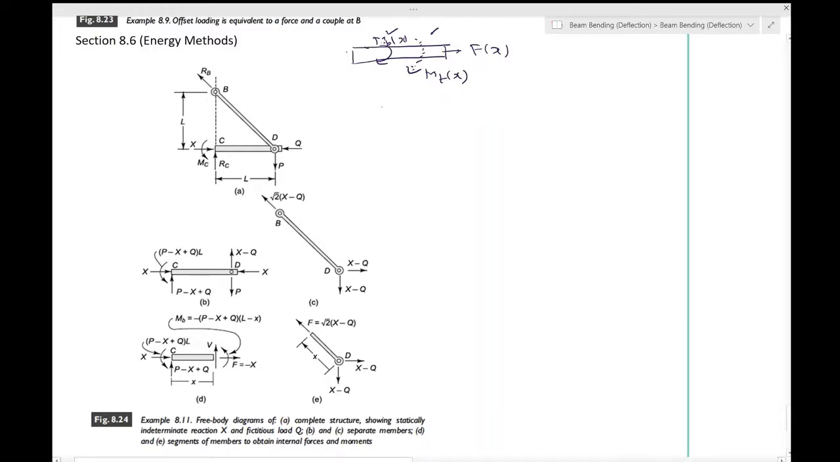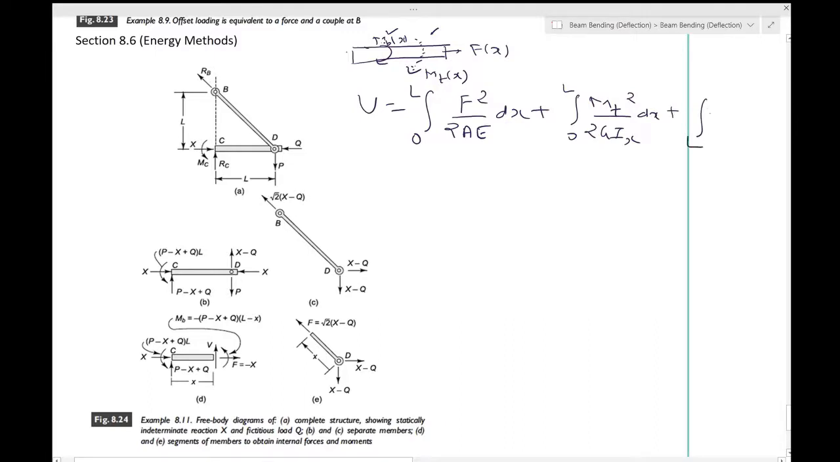So the total strain energy of this member would be equal to the integral from 0 to L. For the axial force, it would be F squared over 2AE dx. The idea is the axial stress will be the same throughout, and even if it's not, this formula would still work. Then you have the twisting, Mt squared over 2GIx dx, plus Mb squared over 2EI dx.